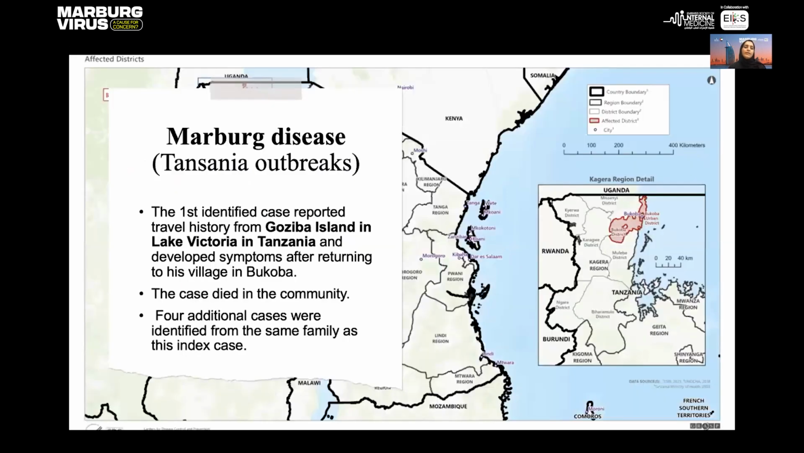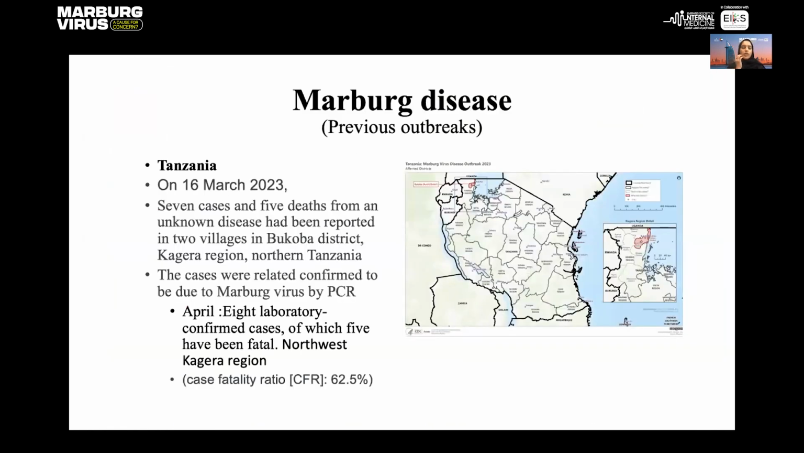In Tanzania, the first identified case was reported due to travel to Lake Victoria, and that was a villager who went back to his village in Bakuba and died, followed by 8 more cases that died due to unknown reasons. And then on the 16th of March, 7 cases and 5 deaths from an unknown disease. But by April, we know that 8 lab-confirmed cases were due to Marburg virus disease, of which 5 were fatal, which gives a case fatality rate of around 62.5%.